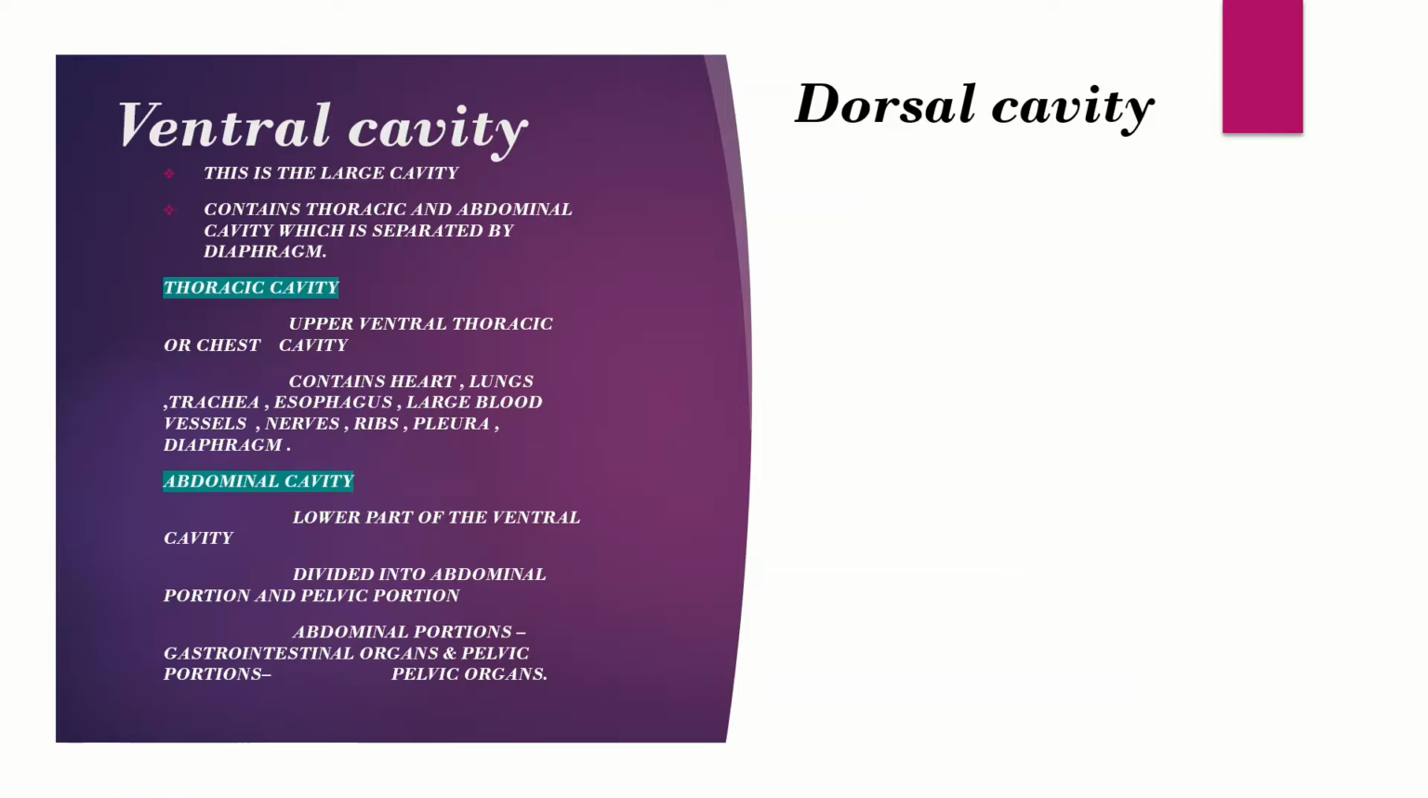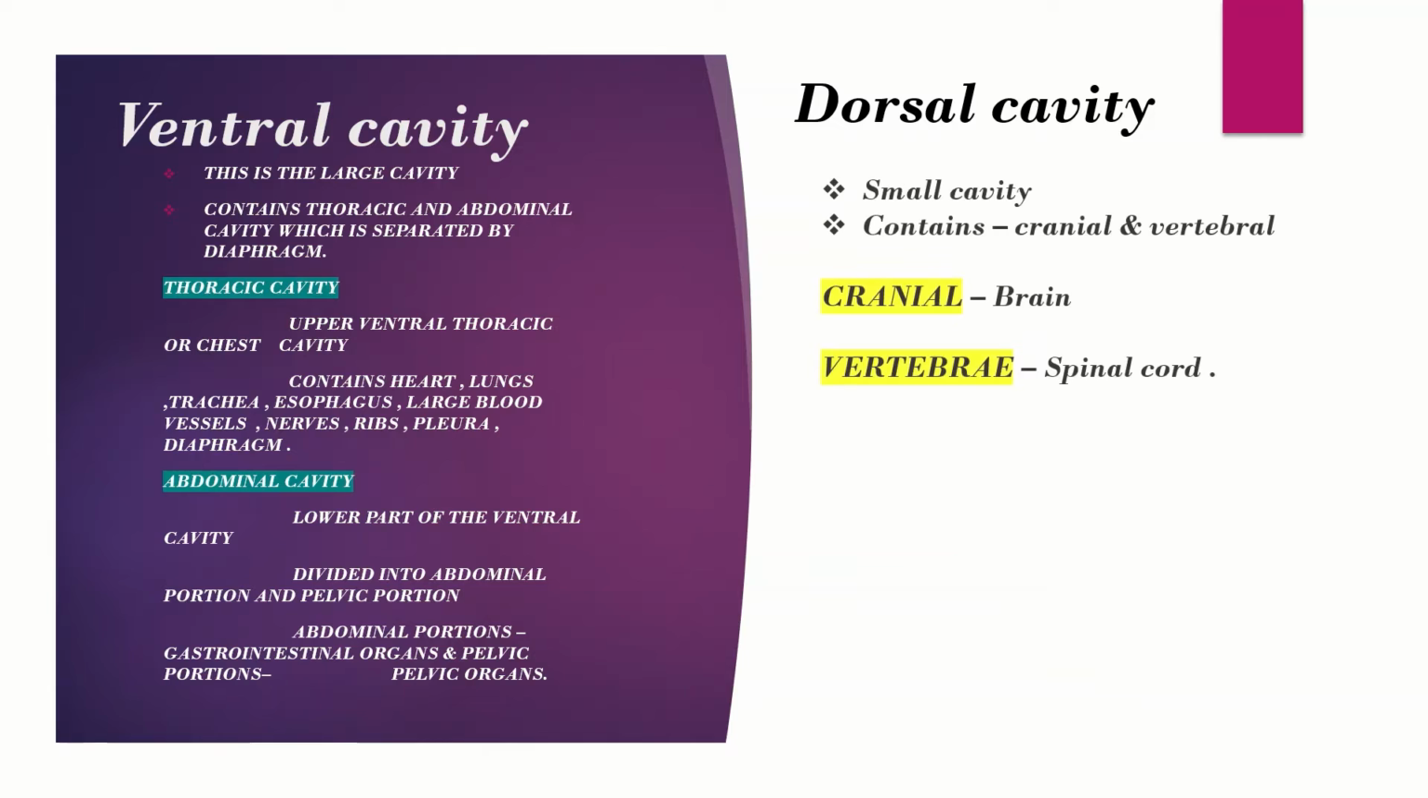Abdominal cavity. Lower part of the ventral cavity, divided into abdominal portion and pelvic portion. Abdominal portion contains gastrointestinal organs and pelvic portion contains pelvic organs. Dorsal cavity. This is the small cavity. This contains cranial and vertebral. Cranial contains brain and vertebral contains spinal cord.